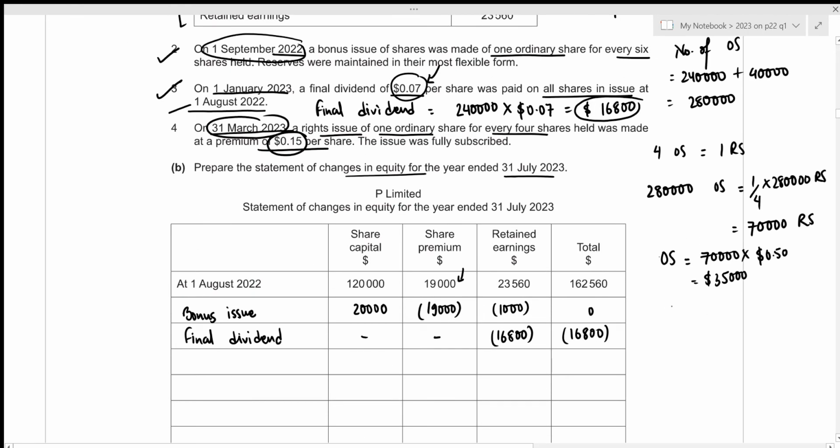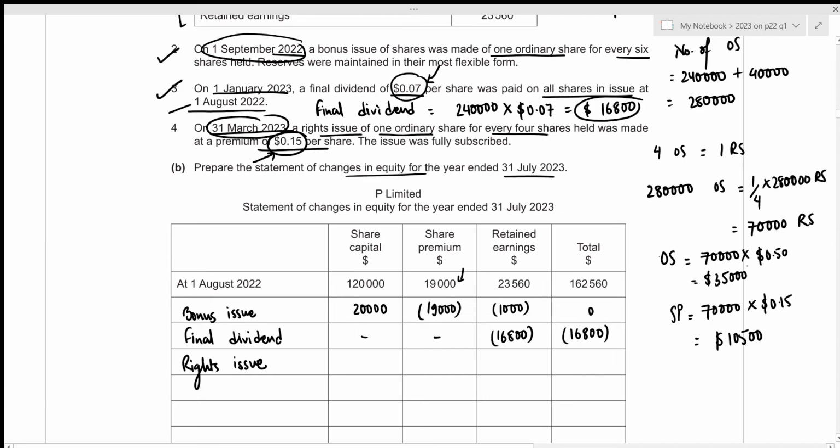Now we also have to calculate the same thing for share premium. That will be the number of rights shares, which is again 70,000, multiplied by the premium rate, which is 0.15 in this case. So that will give the total value of 10,500. Okay, we can write it down under the heading of rights issue.